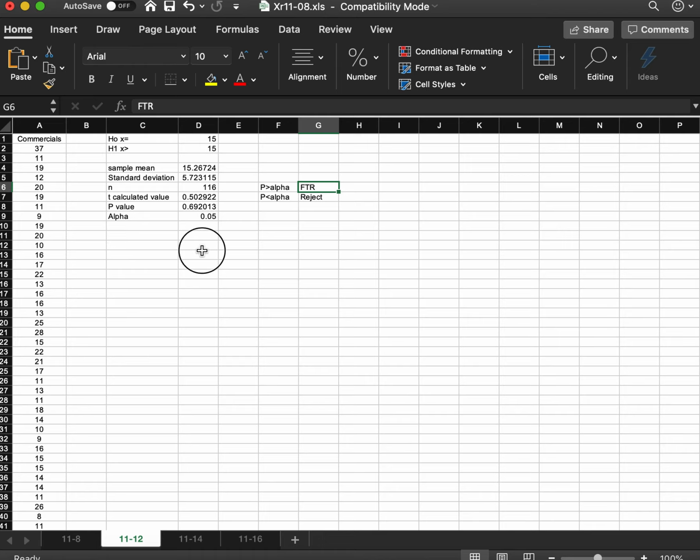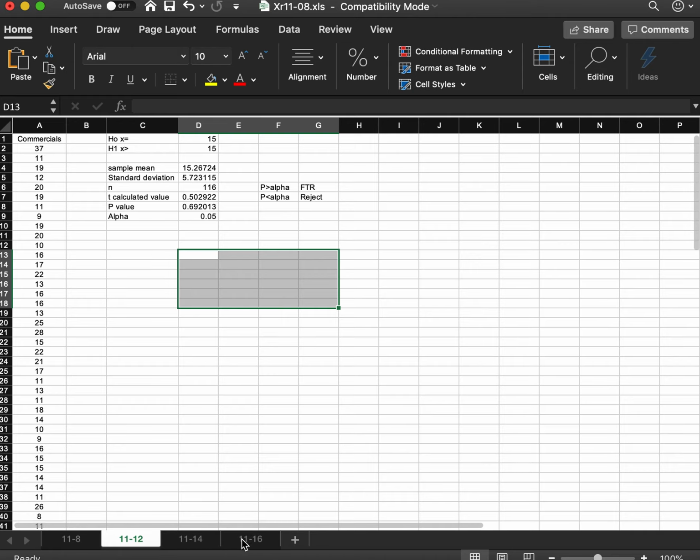So all this is correct. You just need to add your response, and you should be good to go. Again, make sure you understand this, read the textbook, use your resources. 11-14 is very similar to this problem. So again, I'll let you guys do that on your own.